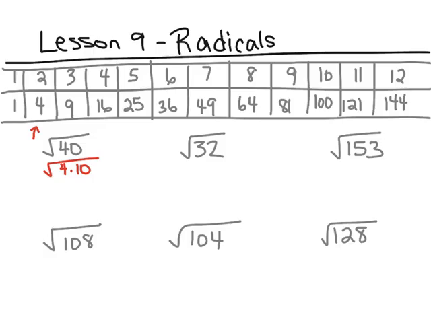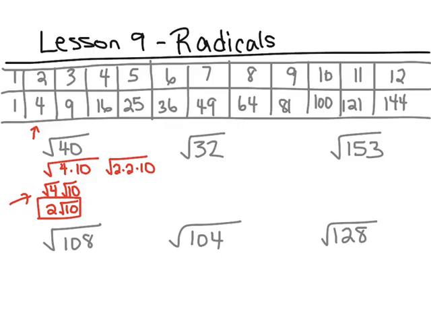Now you can think of this in two ways. You can think of it as the square root of 4 times the square root of 10, or you can think of it as 2 times 2 times 10. So with this way, the square root of 4 is 2. You can't take the square root of 10, so you leave it under the radical sign. So this would be your simplified radical.